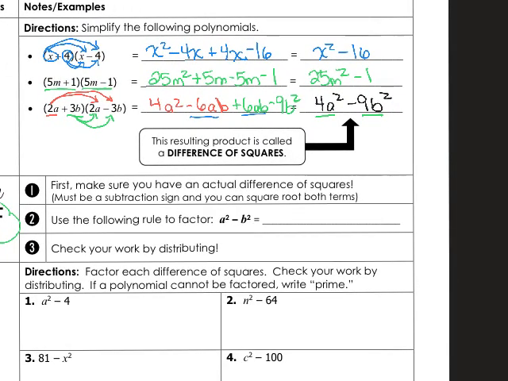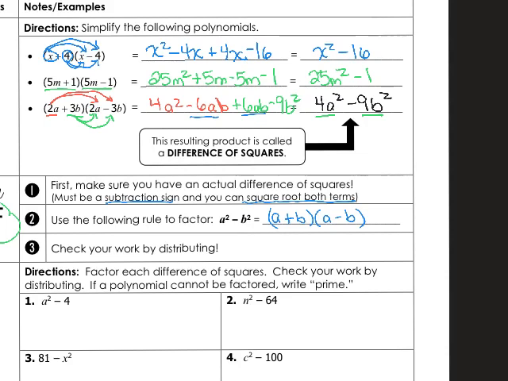Make sure you have the subtraction sign. Don't let that plus sign fool you. And you could square root both terms. So you use the following rule to factor a squared minus b squared. You'd have an a plus b and an a minus b.